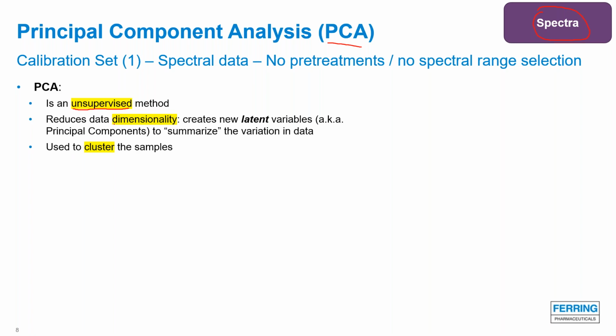It's a method that is used to reduce the dimensionality because it creates new latent variables, that we can also call principal components, that summarize the variation we have in the data. And finally, it is often used to do some clustering of the samples.